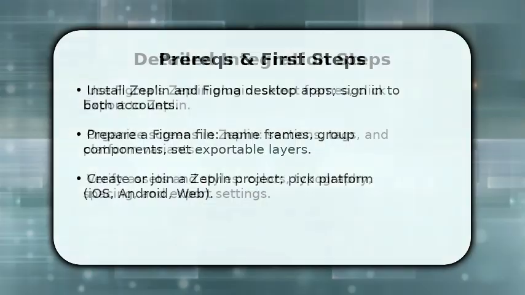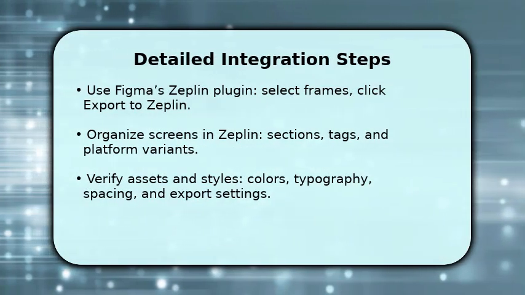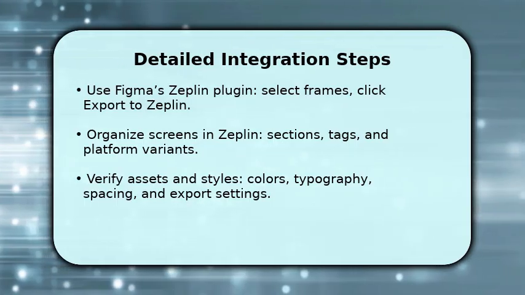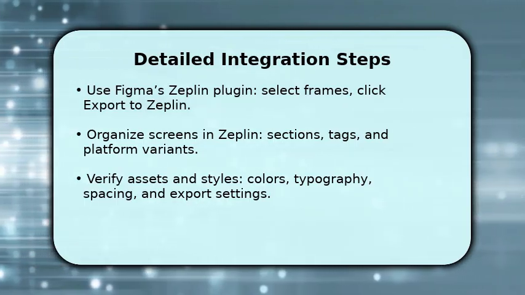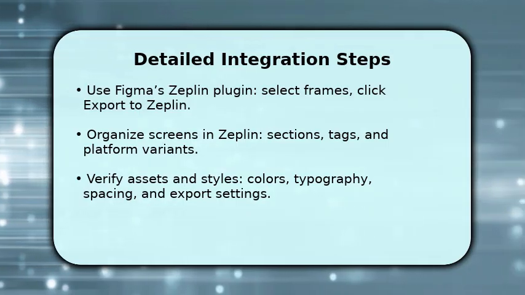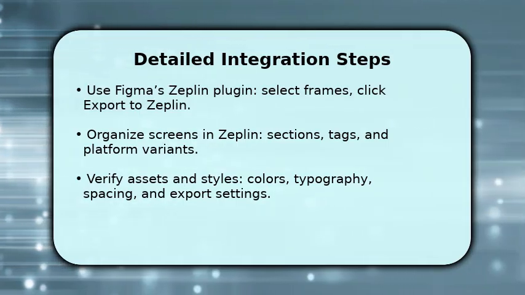You now work through the complex middle. Run the Zeplin plugin inside Figma and export selected frames. Confirm all slices and export settings like 1x, 2x, SVG are set. Once exported, organize screens into sections and add tags for developers.